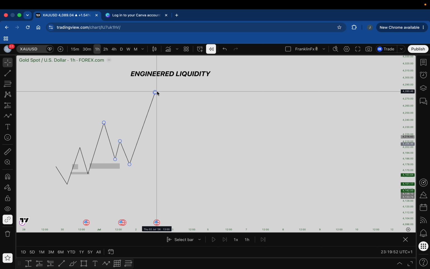So what is engineered liquidity? Engineered liquidity is that slight manipulation done by the market makers right before our POI, just to manipulate impatient traders into buying or selling before their POI, in form of what? FOMO.